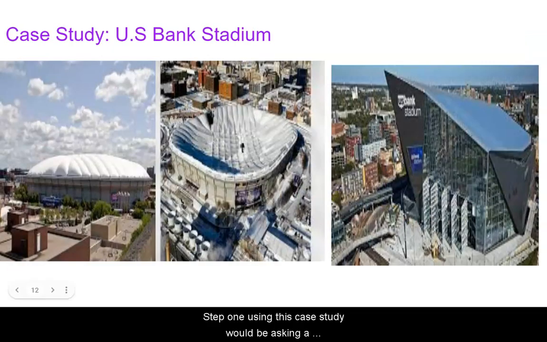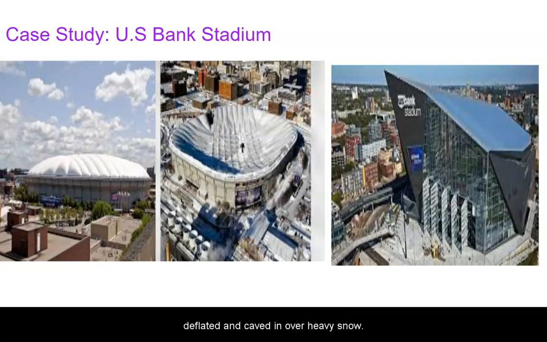Step 1 using this case study would be asking a question or stating the problem. In this case, the old Metrodome was reaching the end of its effectiveness as a facility. The moment that highlighted this was when the roof deflated and caved in over heavy snow, thus creating a need for a new facility. Engineers use this process to come up with numerous designs, gathering ideas from other facilities, selecting the best option, and creating a scale model, and finally creating the final product of US Bank Stadium that you see today.